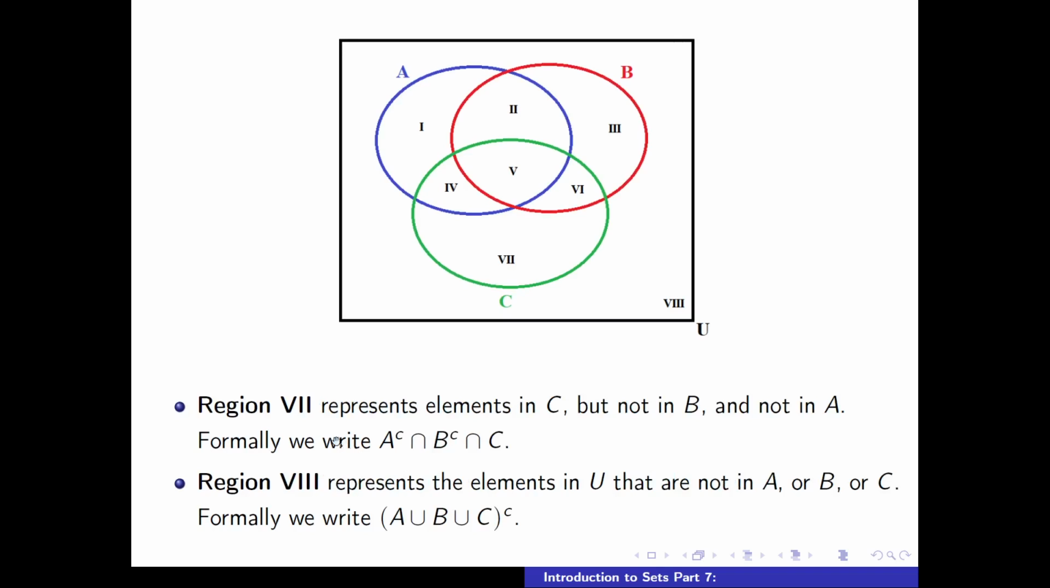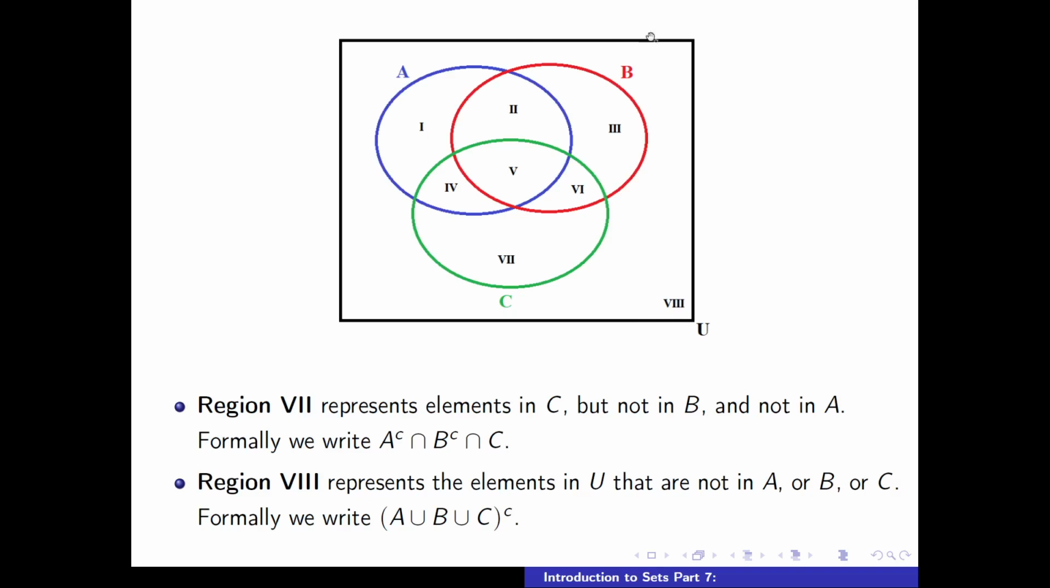And the last two, so region 7, similar to 1 and 3, are the elements that are in C but not in the other sets, which again we can write in a similar fashion as A complement intersect B complement intersect C. And again, read it as elements not in A, and not in B, and in C. And then lastly, region 8.